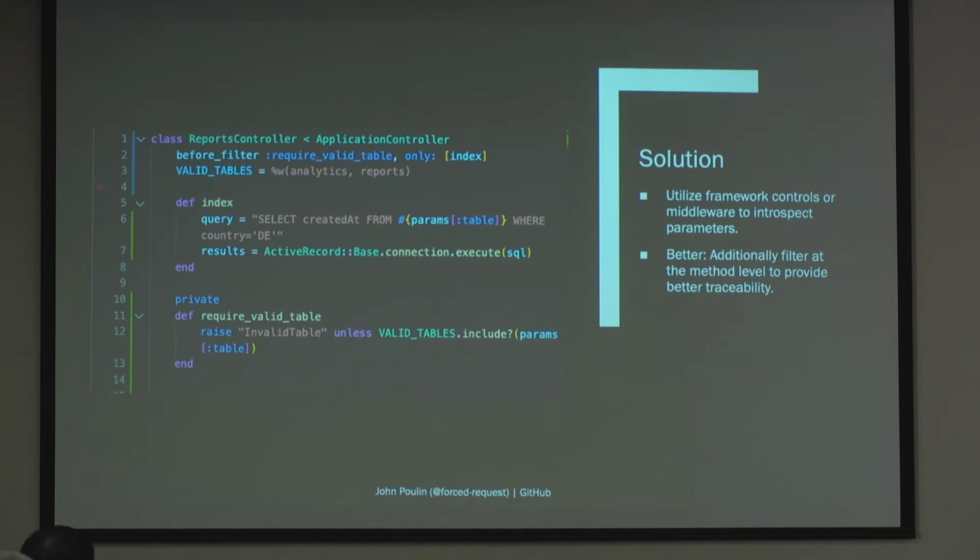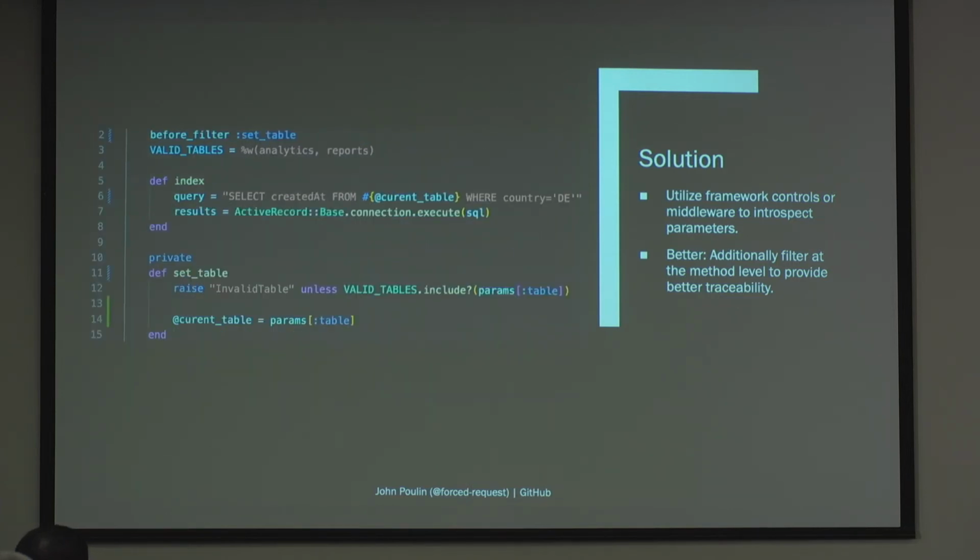So one better approach, which I'll show you, looks more like this. So we have a before filter now called set table. And this particular method looks to see, again, if the user input is a valid table. If not, it raises an exception. That's not much different. What is different, though, is we're setting a value called current table, and we're setting that to the user provided value. And then on line 6, we're now referencing that new current table variable. And so the idea here is that we have defined this current table variable to be something that is trusted, and we know it will only exist if we've gone through that before filter.